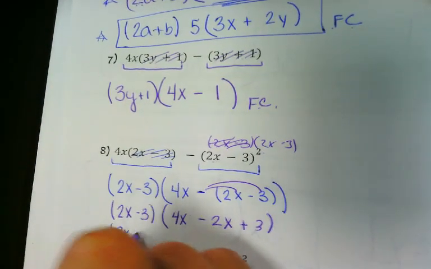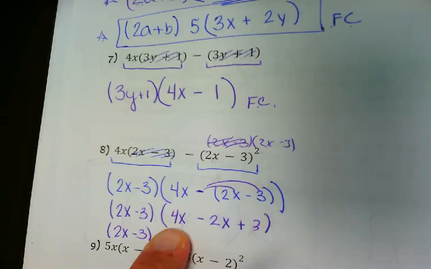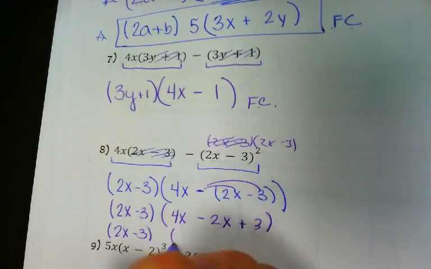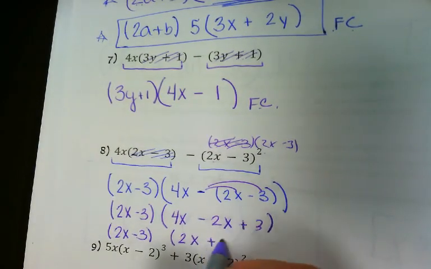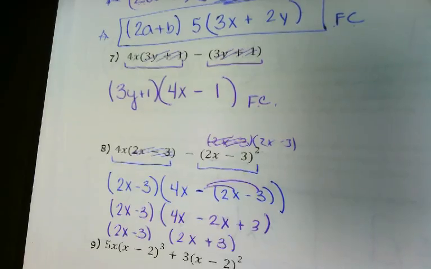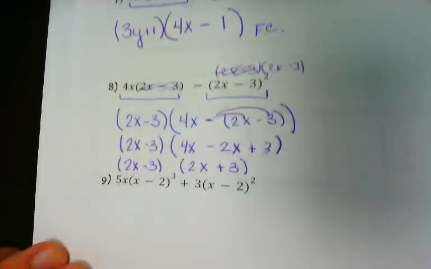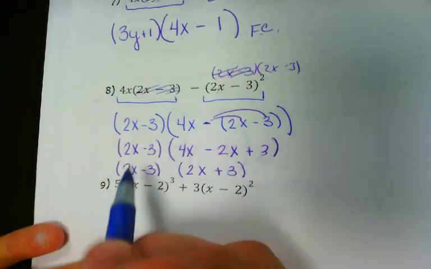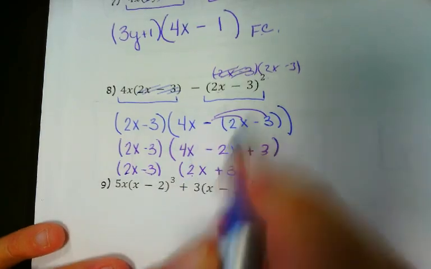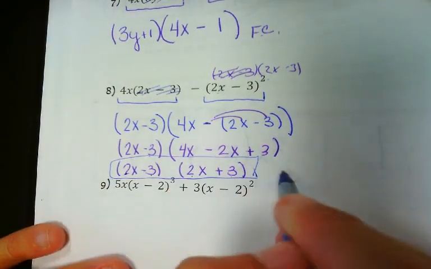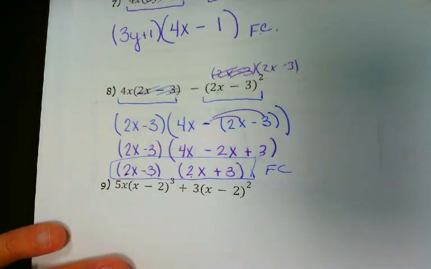So I have 2x minus 3. I have like terms in here. 4x minus 2x just becomes 2x plus 3. And then again, I want to check, can anything else get factored? I don't think so. Those don't have anything in common. So that is factored completely.